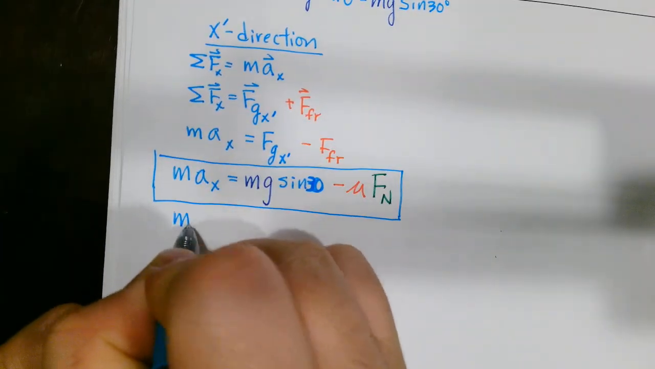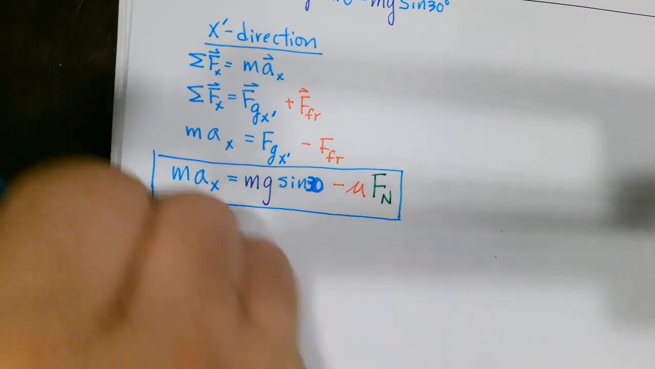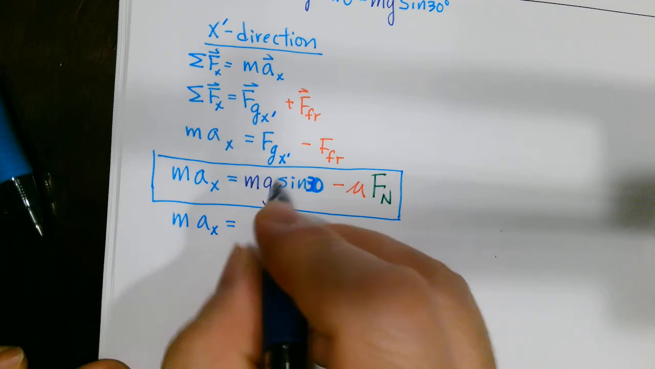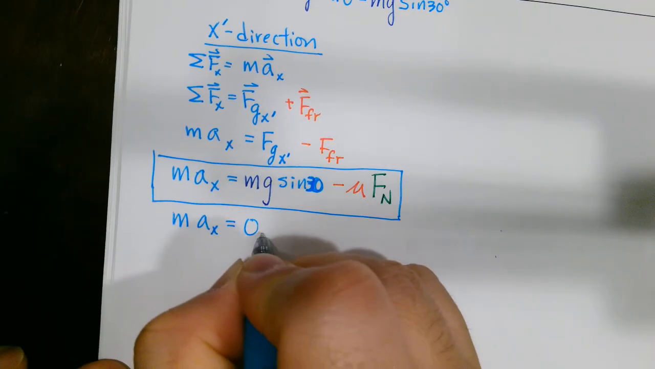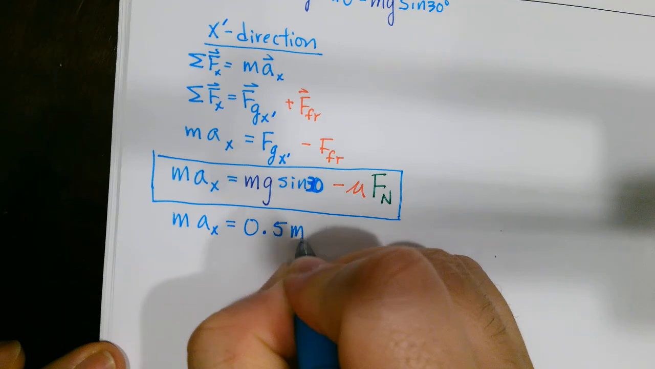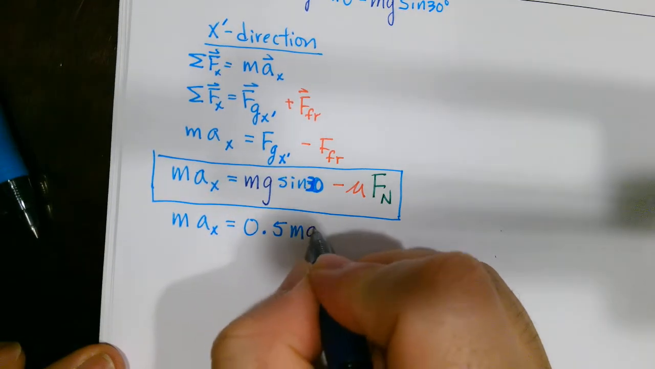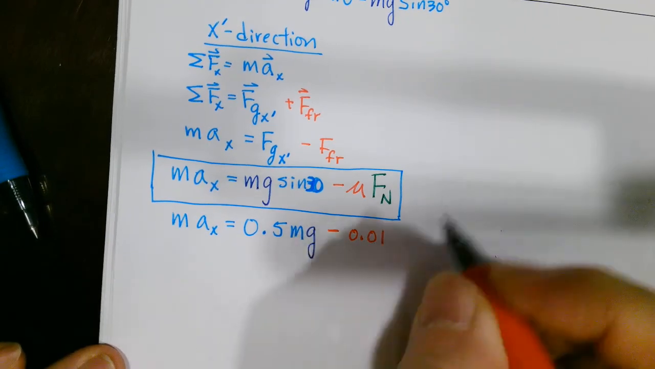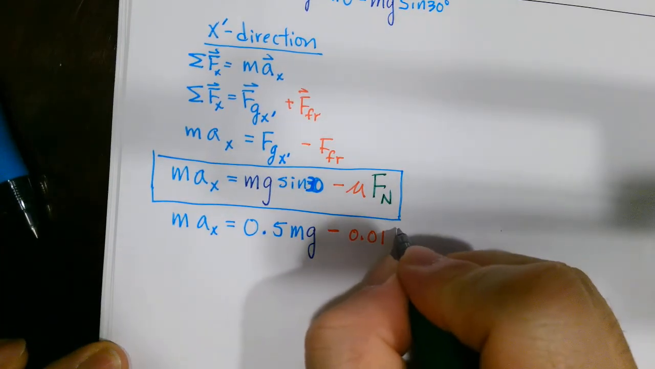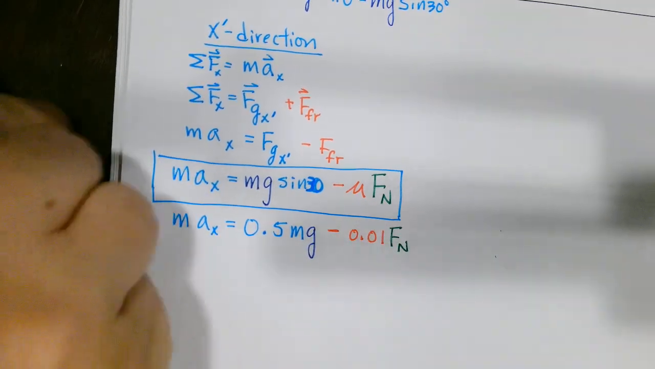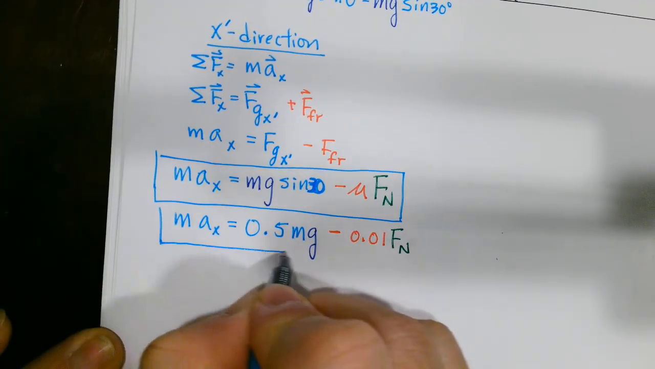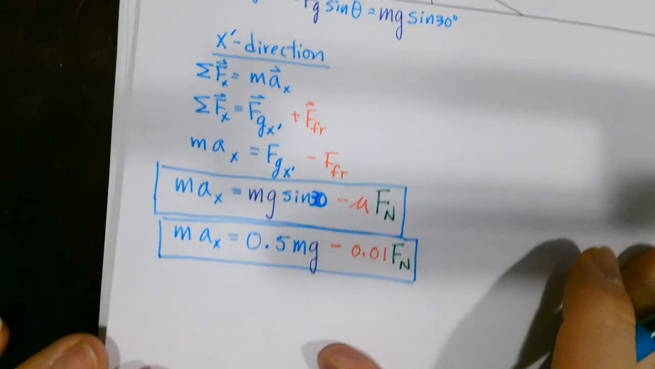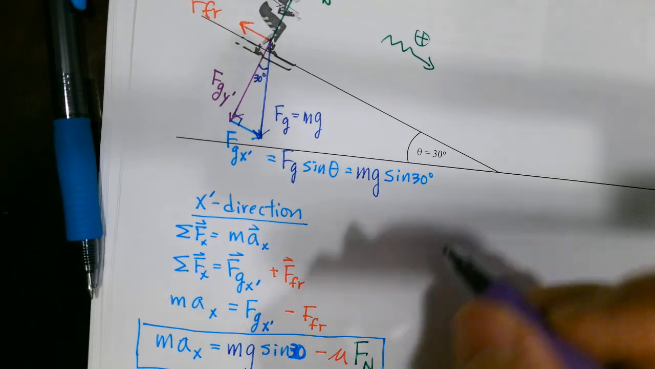So you can say m a x is equal to m times g times sine of 30, which is 0.5, so 0.5 times m times g, minus 0.01 times F normal. So that's what we have. Now let's take a look at the y direction.